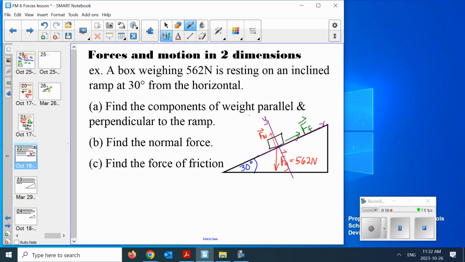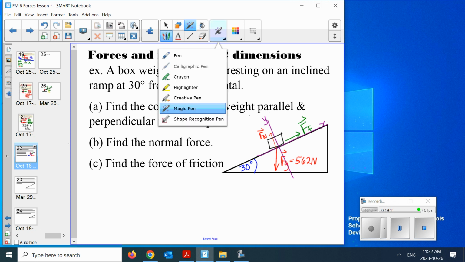Now, the first question that's guiding you through this is: find the components of the weight parallel and perpendicular to the ramp. I didn't give the mass of the object. You could find it, but only find it if it's needed. It isn't in this case. Some problems you might have to work backwards and find the mass.